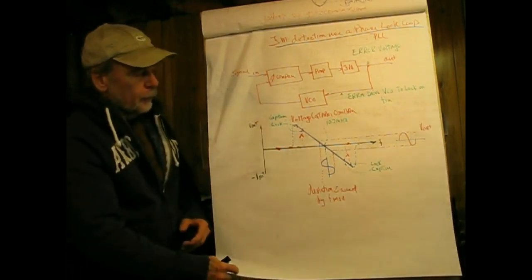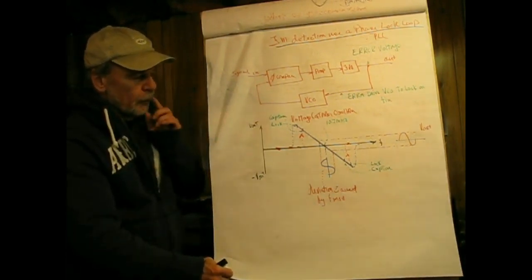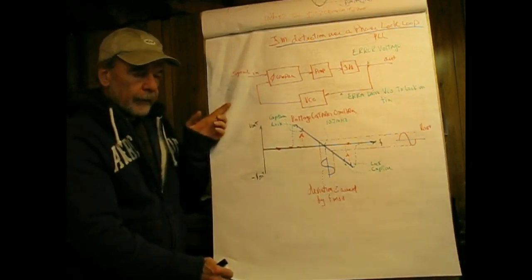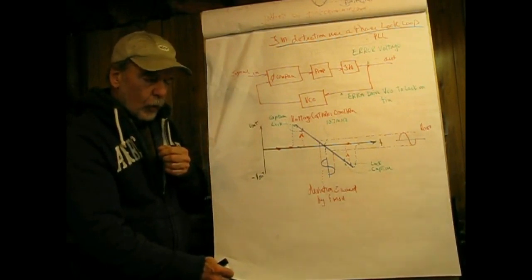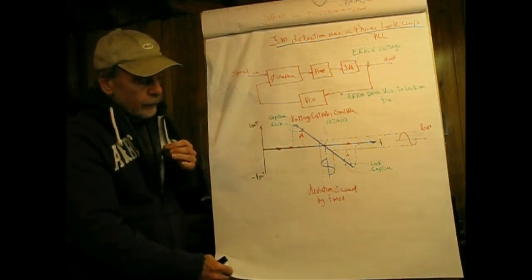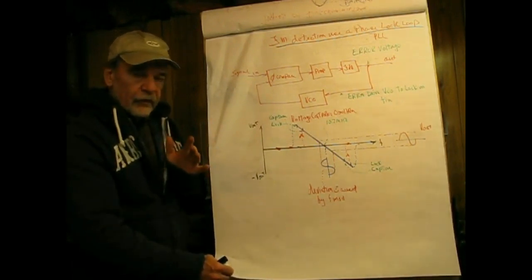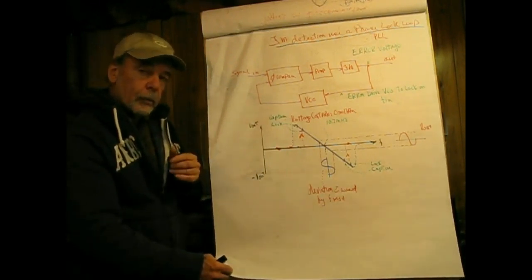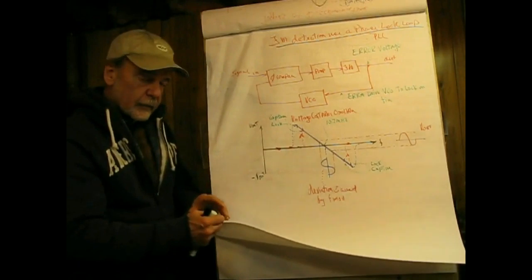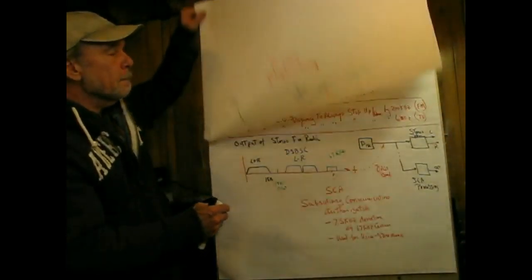So phase lock loops were first used, by the way, in 1939, surprisingly, to decode AM. And it was called a homodyne, and it's capable of much less distortion. And unfortunately, back in those days, it cost a lot more money, so it was not used.